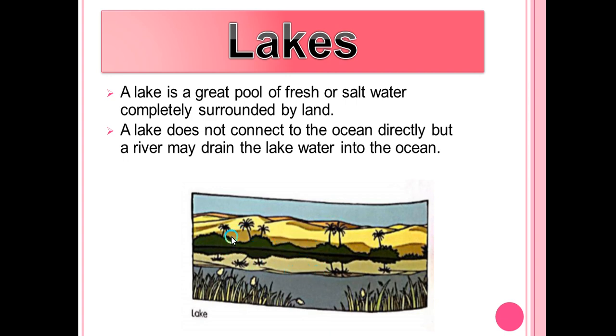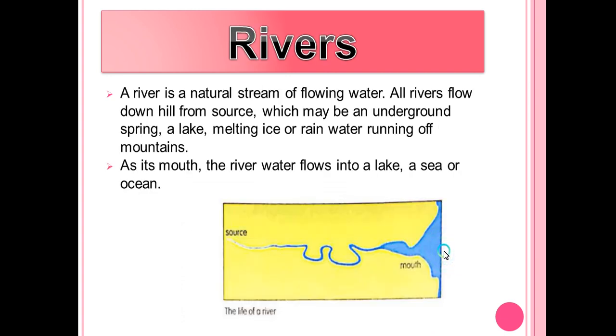A lake does not connect to the ocean directly, but a river may drain it. Drain means take the lake water into the ocean. So a river can take the lake water into the ocean. And here is the picture of a lake that is surrounded by land. Now let's go to rivers.